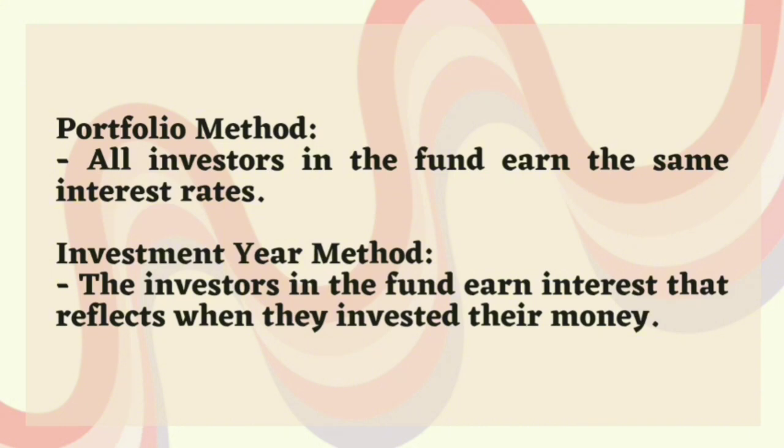Portfolio method is all investors in the fund earn the same interest rates. So meaning there is no special interest given, whether you are a new investor or even an old investor. So it means you are with the same fund and you will be earning the same interest rates, while the investment year method is the investors in the fund earn interest that reflects when they invested their money.